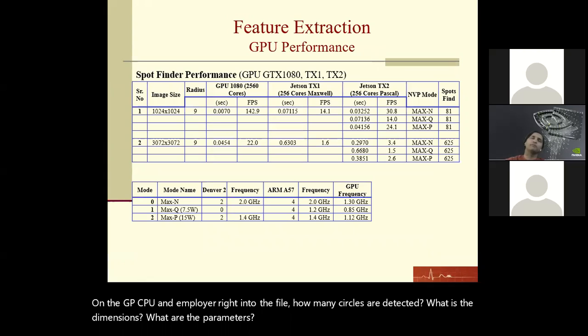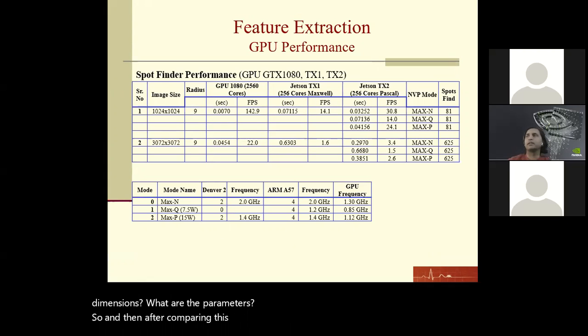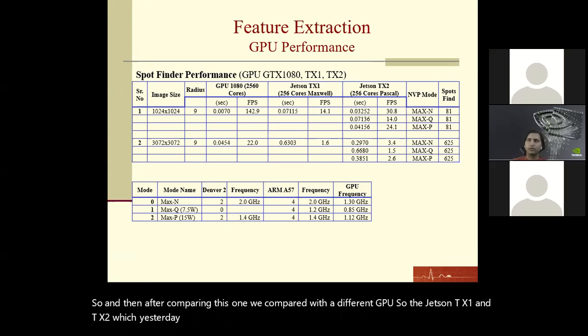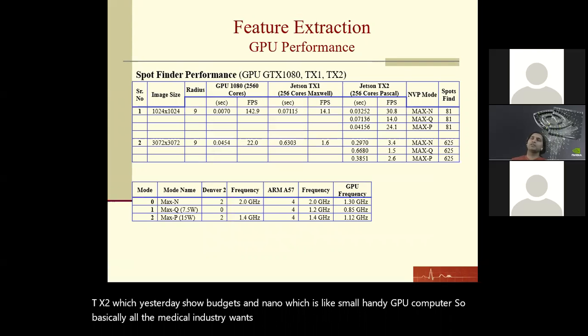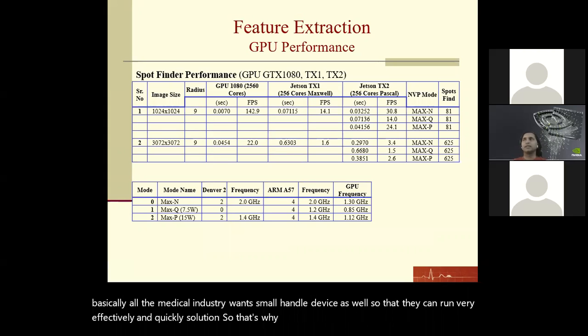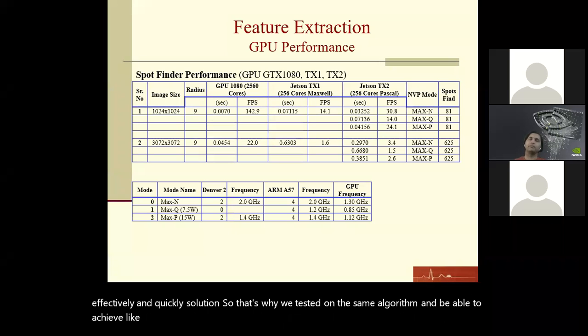So, after comparing this one, we compare with a different GPU. The Jetson TX1 and TX2, which I showed yesterday, and the Jetson Nano, which is a small, handy GPU computer. Basically, the medical industry wants small handheld devices as well, so that they can run effective and quick solutions. That's why we tested the same algorithm, and we were able to achieve 30 frames per second, real-time behavior from this algorithm.